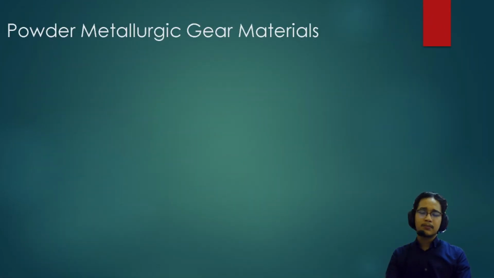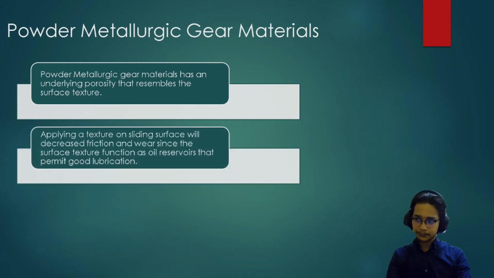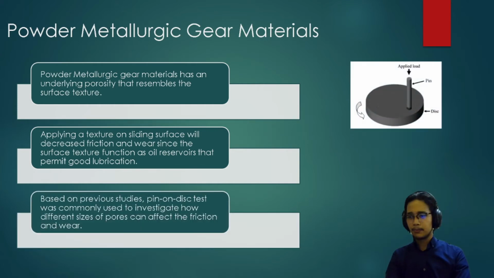Porous material has been widely used in powder metallurgic geomaterials. Powder metallurgic geomaterials have an underlying porosity that resembles the surface texture. Applying a texture on a sliding surface will decrease friction and wear since the surface texture functions as an oil reservoir that permits good lubrication. Based on previous studies, the pin on disc test was commonly used to investigate how different sizes of pores can affect the friction and wear.